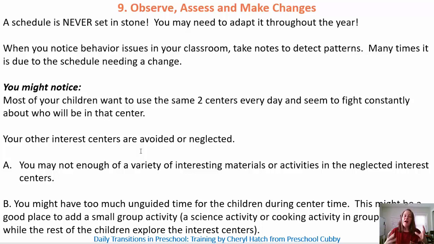It could be your children just aren't at that point yet where they can self-regulate what they want to do and where they want to go. And we want them to have that freedom and choice, but they may just be super uncomfortable with it. So maybe have a small group time, maybe a science experiment or something throughout the day.